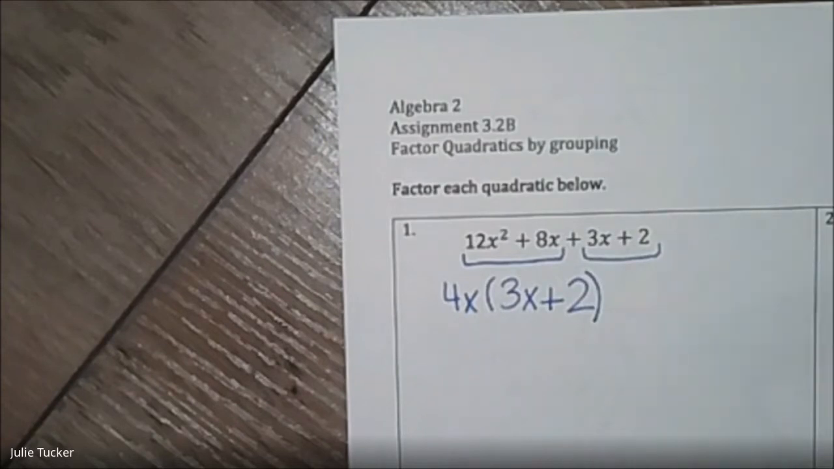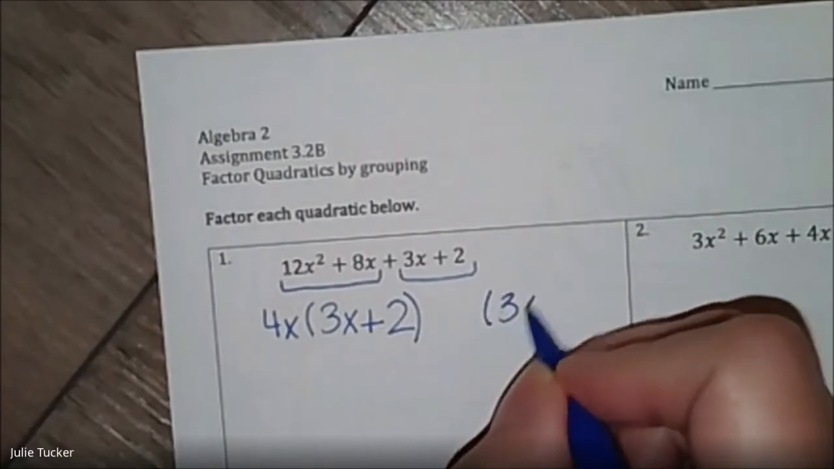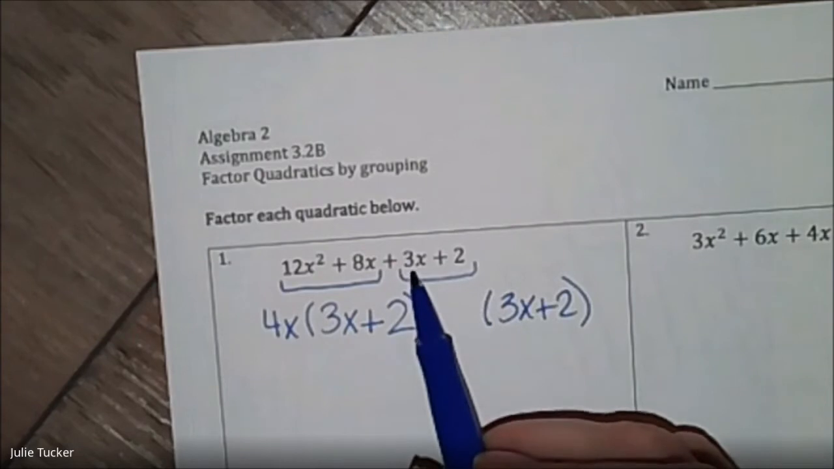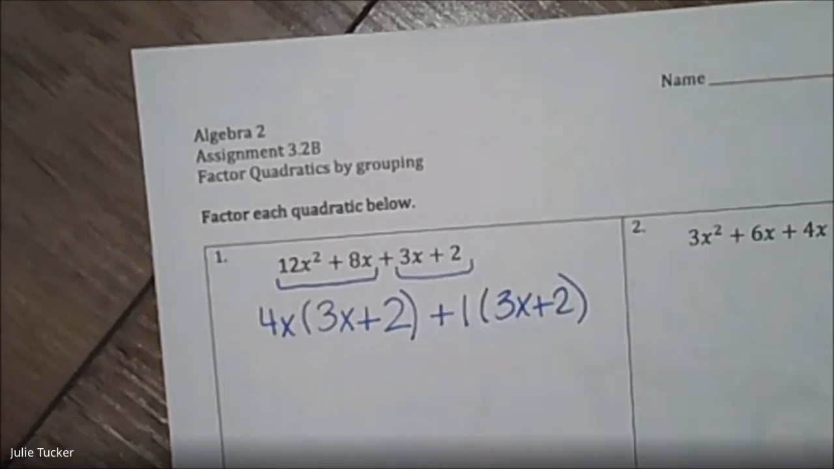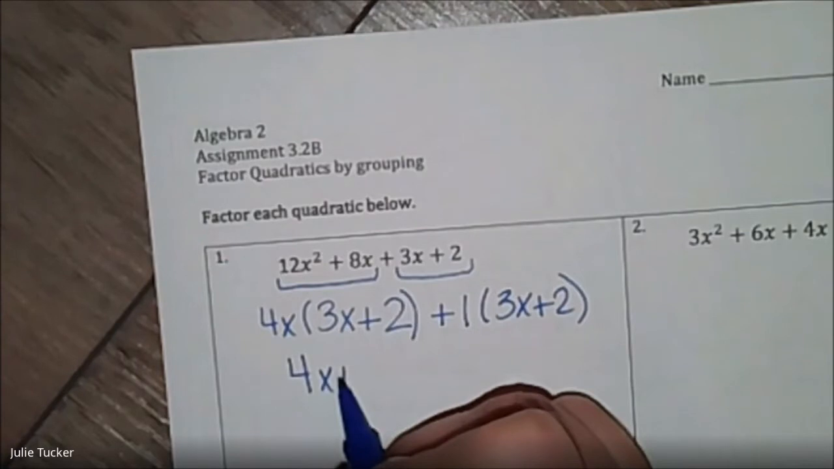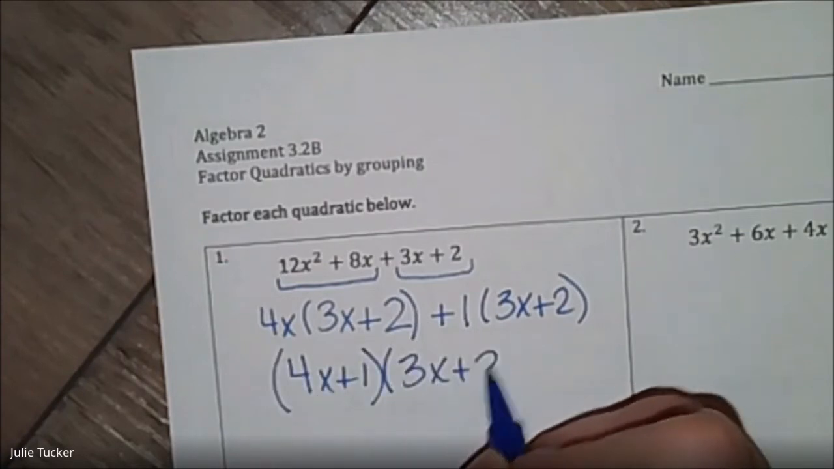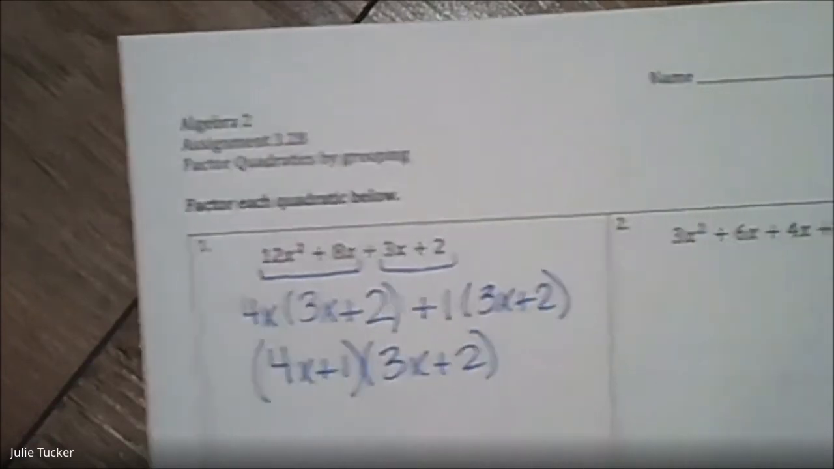Okay? So now we're going to rewrite the secret weapon over here, 3x plus 2. And we're going to think, oh, well, this already matches that, so it's just plus 1, right? 1 times that. Yeah. And then 4x plus 1 goes all together, and we rewrite the 3x plus 2. All right, let's do another one.